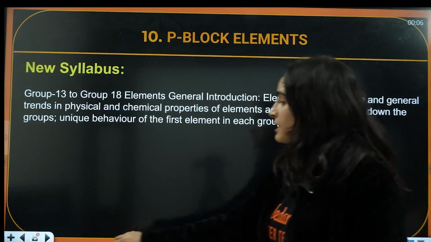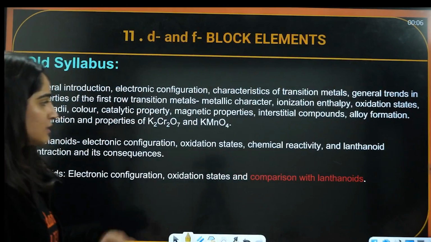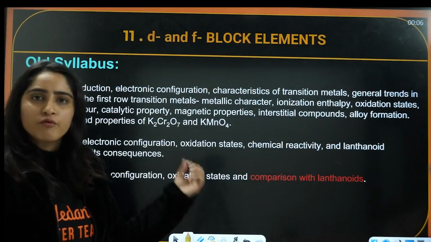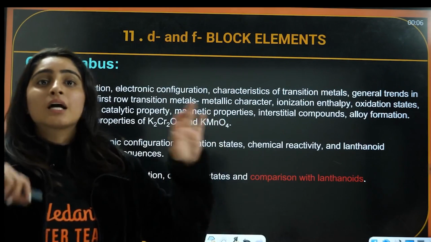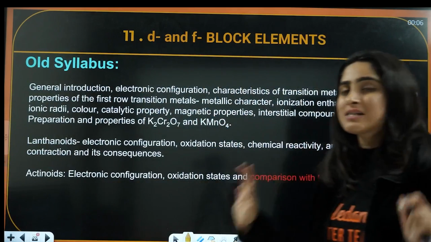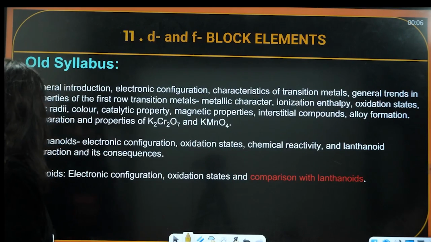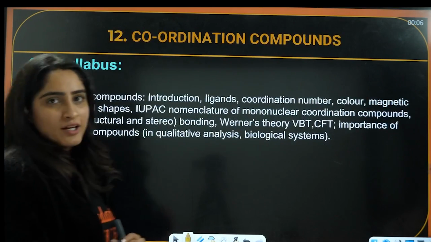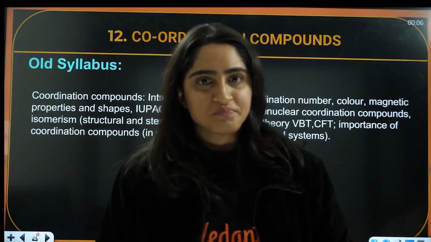Now next is D and F block. Let us understand that they have just deleted one thing from D and F block, that is the comparison of actinoids with the lanthanoids. Everything else is still the same, right? Okay. Next is coordination compound, a very important chapter of coordination chemistry.